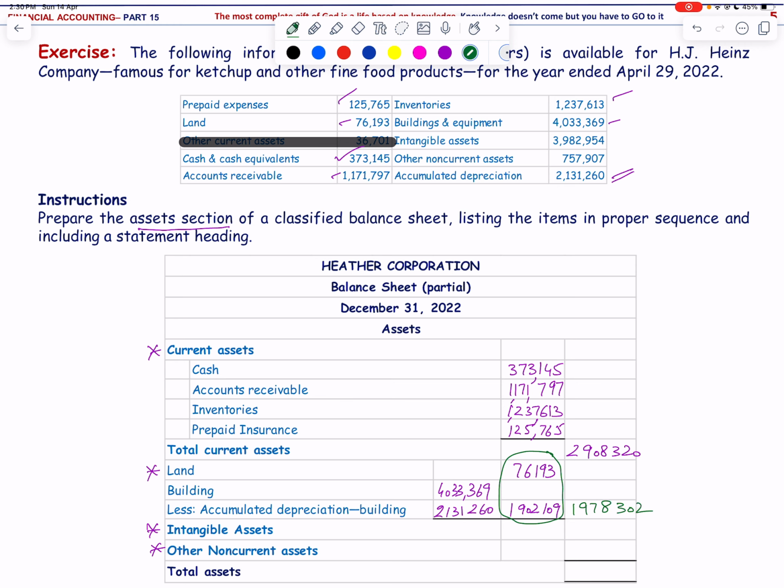1,978,302. To this we will be adding the intangible assets, 3,982,954. And finally we have other non-current assets of 757,907. So we have recorded all these accounts, and the total will be 9,627,483. Okay, let us move on to the next exercise.